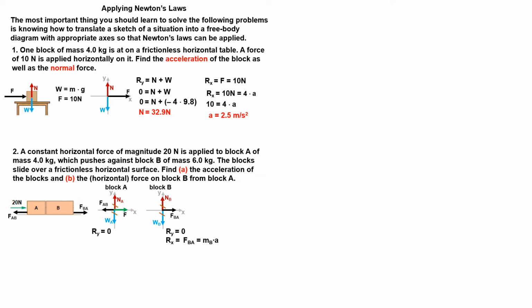Block B is accelerated by FBA and block A is accelerated by the resultant force F minus FAB. Do not forget that the forces FAB and FBA form an action-reaction pair, so they have the same magnitude. Solving these equations for a by adding the two equations, we get the acceleration. We now use this acceleration to get the force acting between the masses.